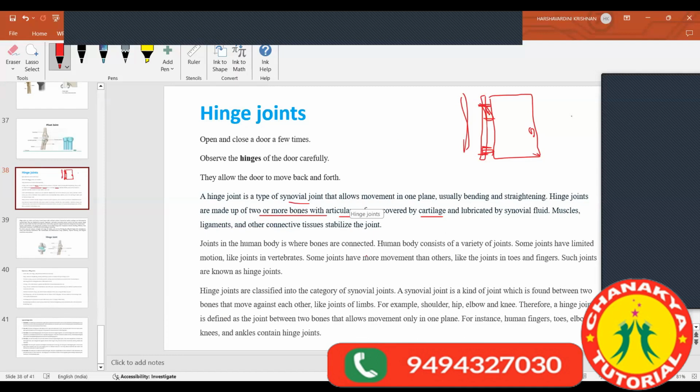Okay. So joints in the human body are where bones are connected. The human body consists of a variety of joints. Some joints have limited motion, like joints in the vertebrae. So what is the joint there in the vertebrae?